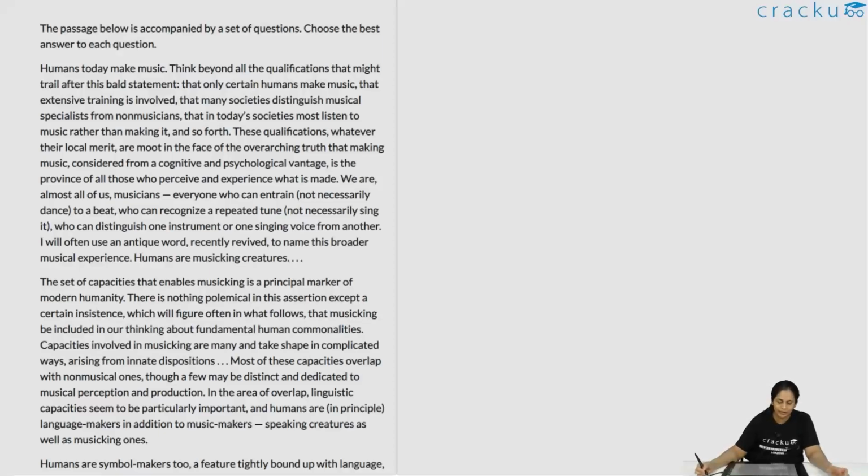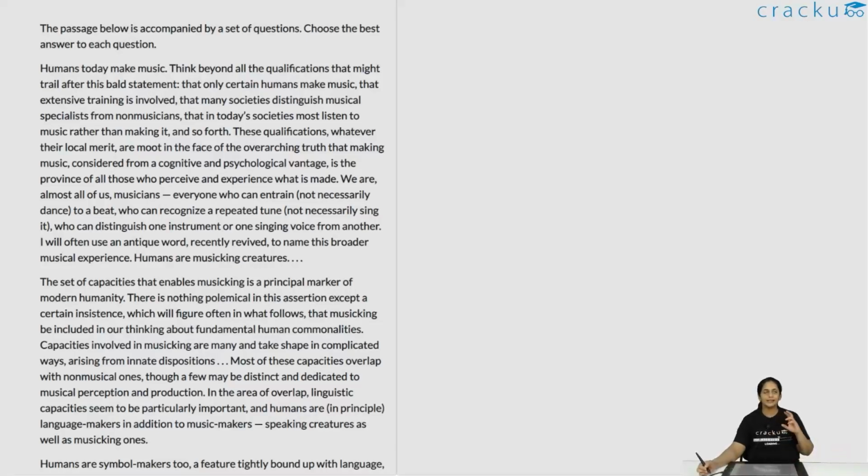Humans today make music. Think beyond all the qualifications that might trail after this bold statement, that only certain humans make music, that extensive training is involved, and that many societies distinguish musical specialists from non-musicians, that in today's societies most listen to music rather than making, and so forth.